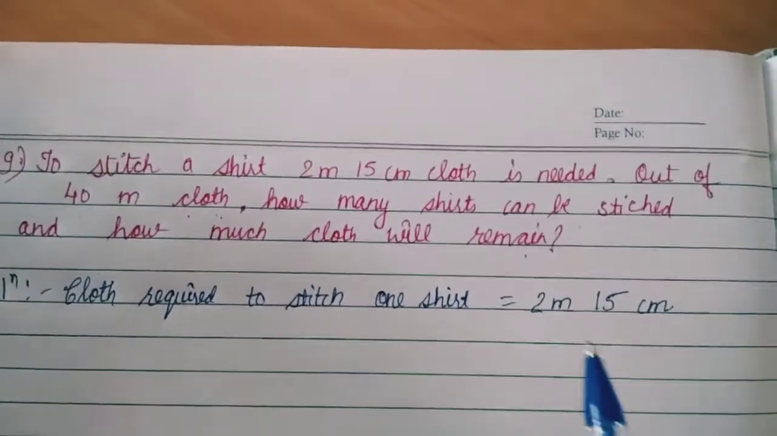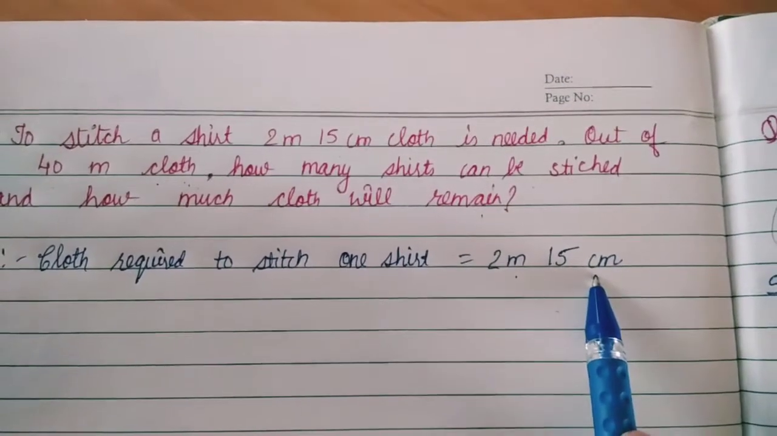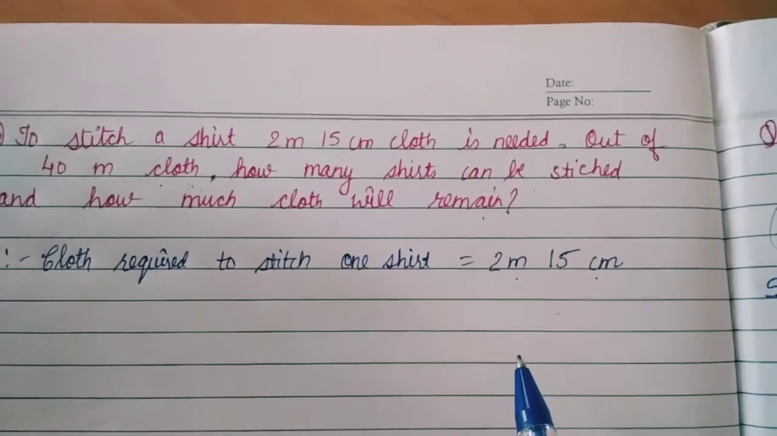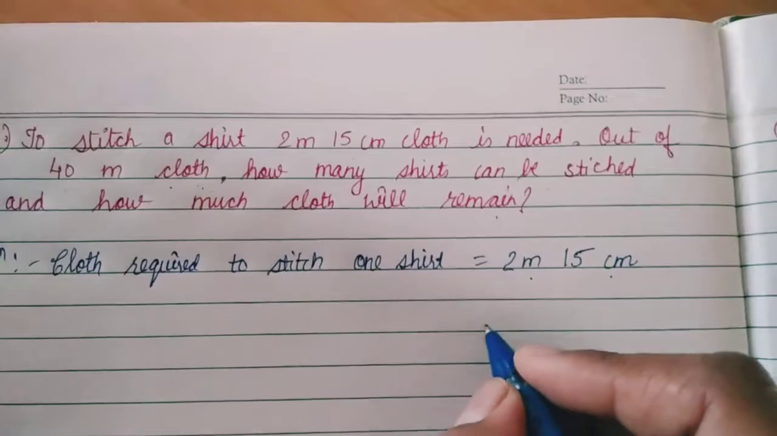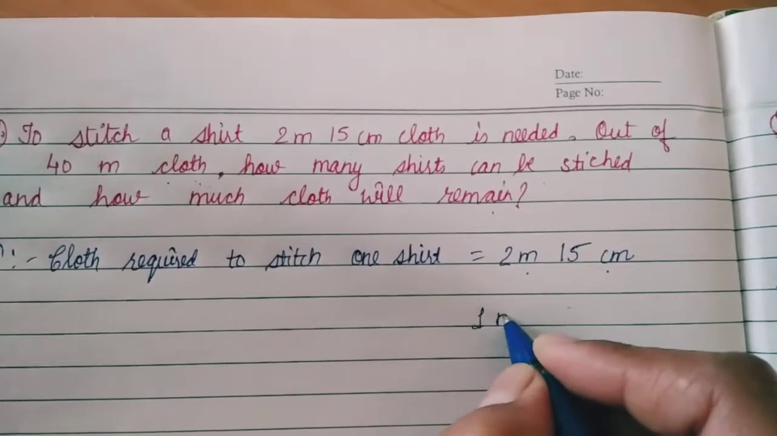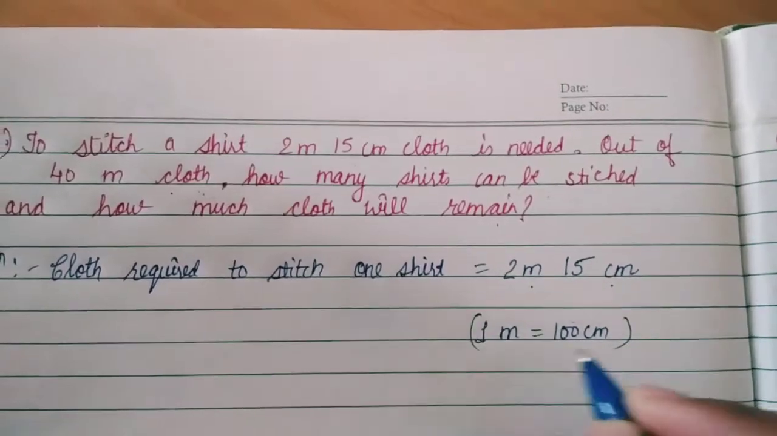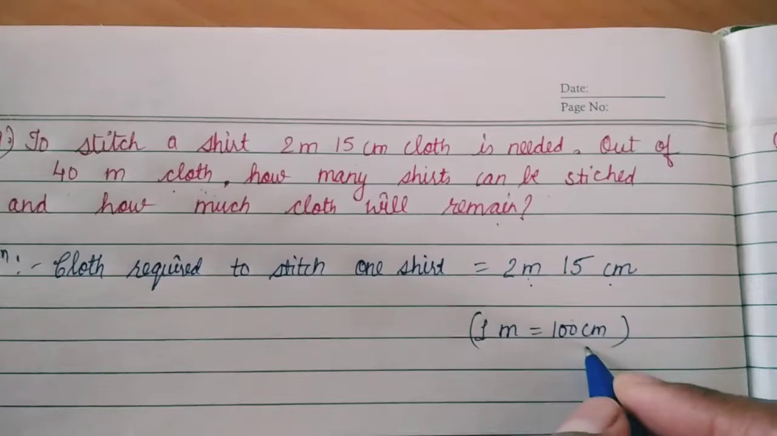Now you can see here we have two units. One is meter, second is centimeter. So we will combine them into one unit. Simply, we will change meter into centimeter. For that we know 1 meter is equal to 100 centimeter. So in place of meter we will multiply by 100.